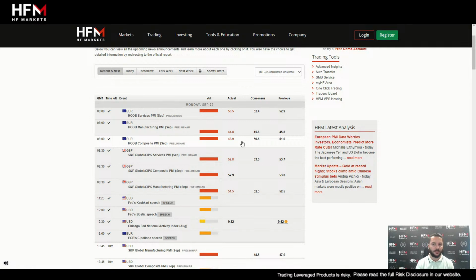If it's below 50, it's actually indicating that the economy will shrink. This is known as economic contraction. And of course, it's negative for assets which are related to that region. And you can see here, both of the major PMI data was lower than 50. And not only was it lower than 50, but it was lower than previous expectations.